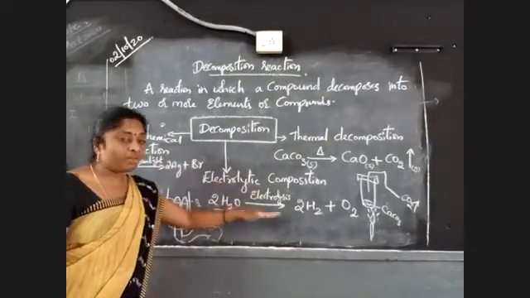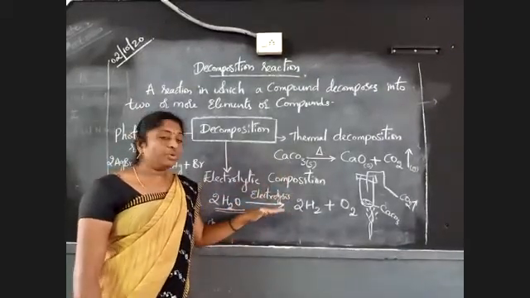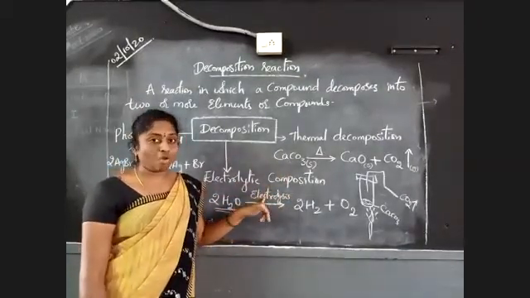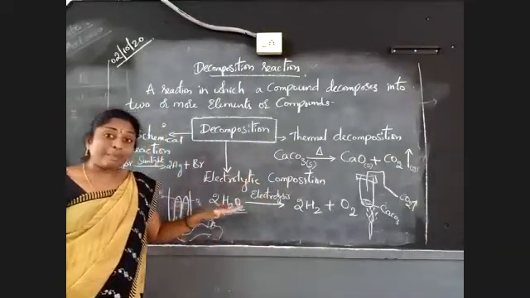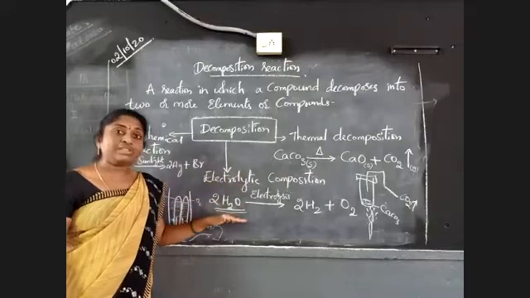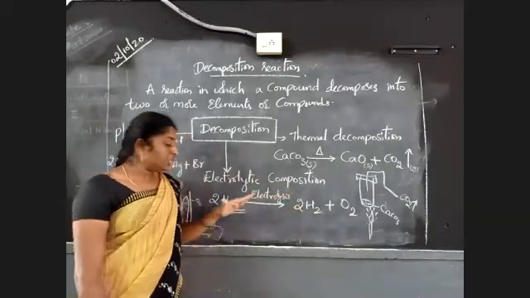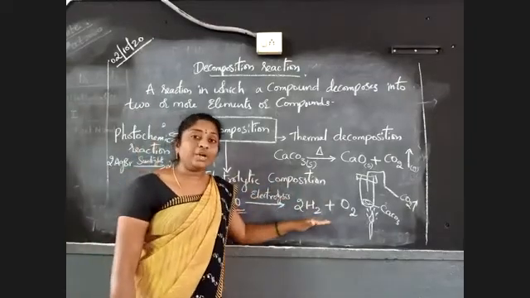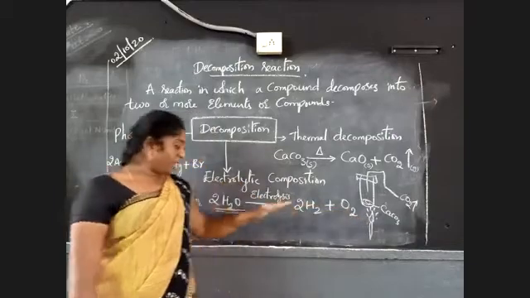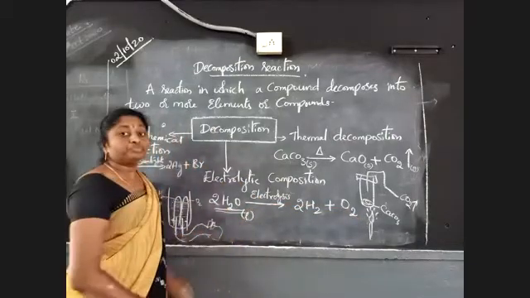Here this process is taking place in the presence of electric current, so we call it electrolysis. What is decomposed here? What are the elements present in the water? That is decomposed. The water molecule decomposes in the form of hydrogen and oxygen. Water is in a liquid state.